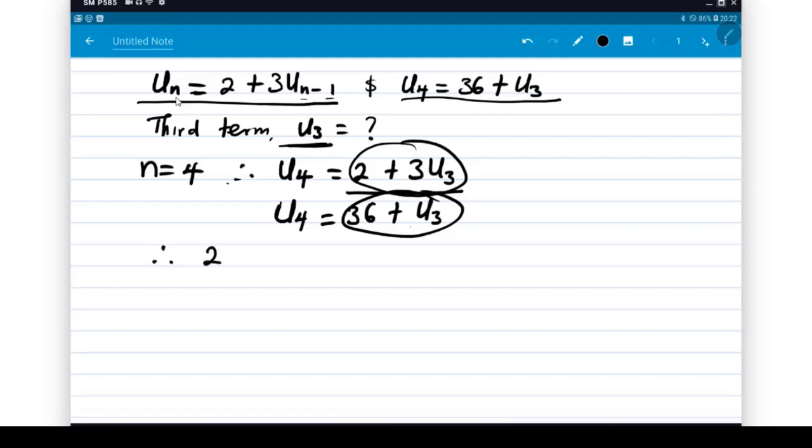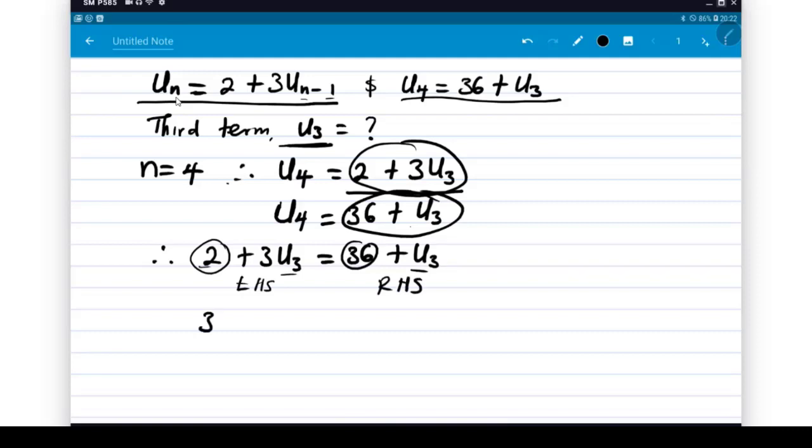So then I can say 2 plus 3u3 is equal to 36 plus u3. Alright, so what do you need to do? We are just going to collect like terms. All the u3, let them be on the left hand side. Okay, and the numbers, let them be on the right hand side.